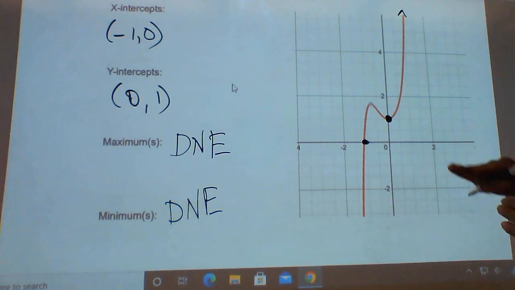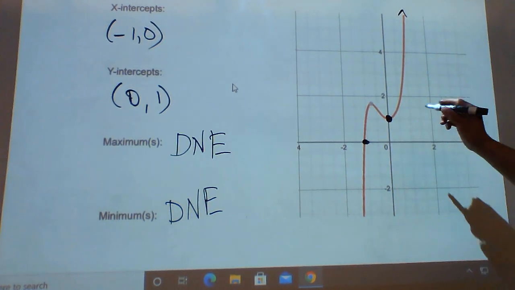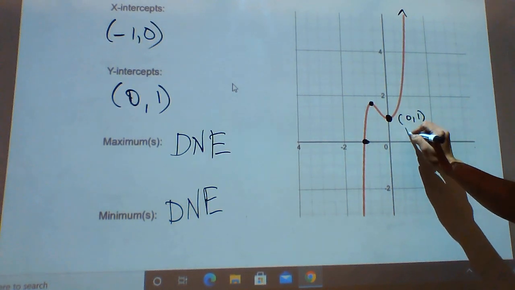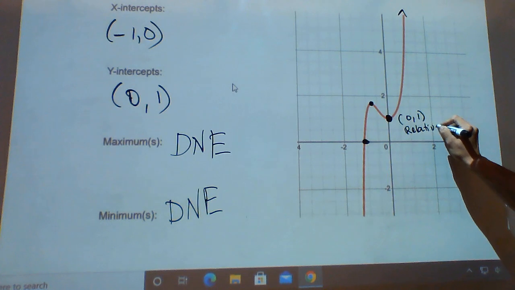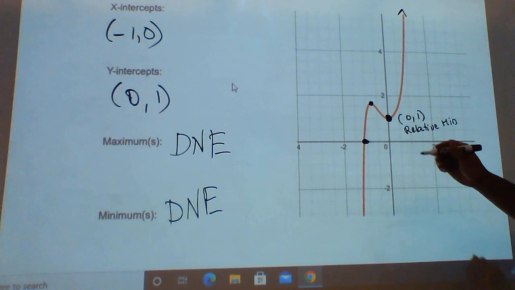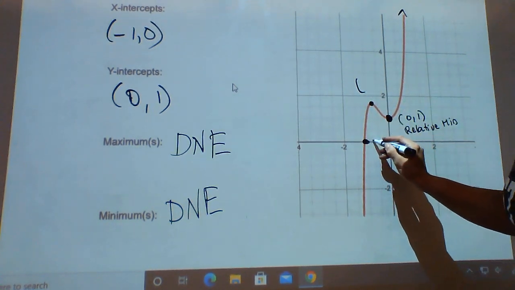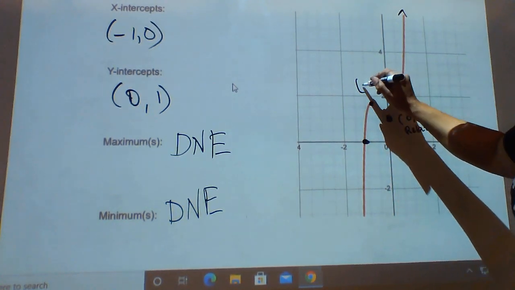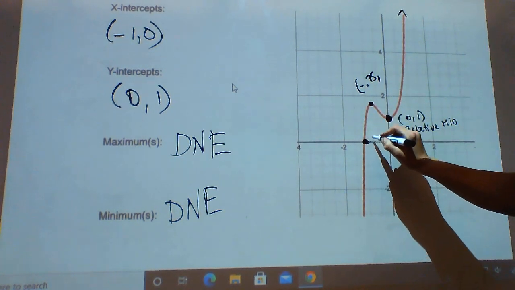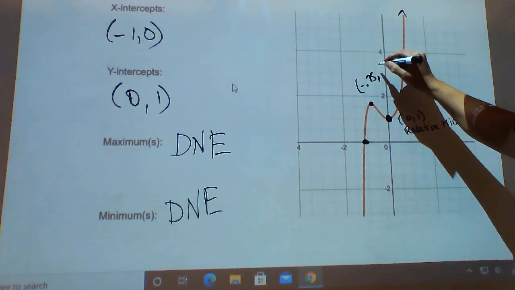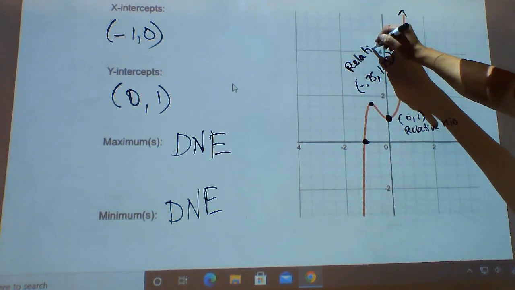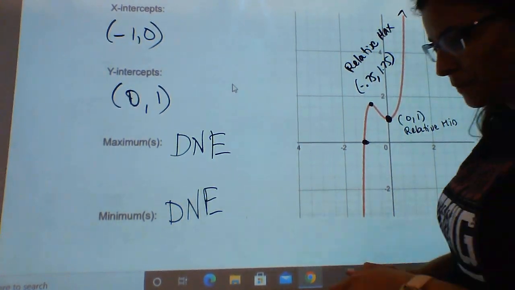Now I do have to move the graph a bit, so I am going to point out a couple things here. This here was our 0, 1. This is a relative minimum. So it's still a valley, it's just not the lowest point. And this here, I'm going to estimate to be about negative 0.75, comma, because it's right here and there's 1, and then this is 1, 1.5, about 1.75. And this is a relative maximum.